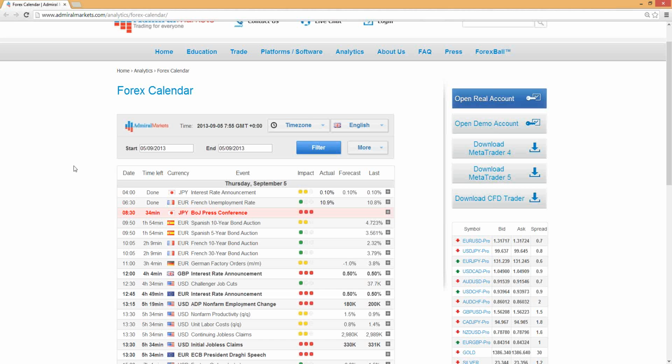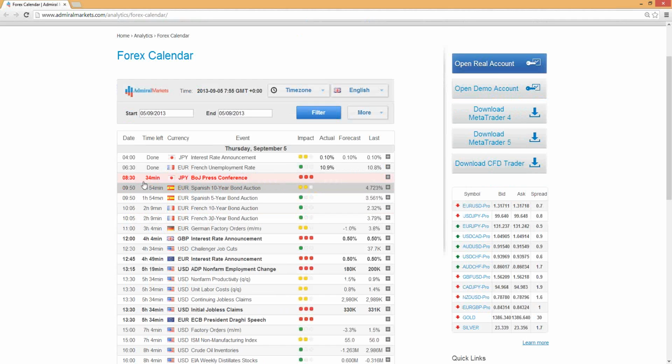We have 35 minutes from now the Bank of Japan press conference. You definitely want to avoid the yen with the press conference. That could be everything. Who knows what they're going to say. So maybe best to avoid that. Not maybe, but for sure.